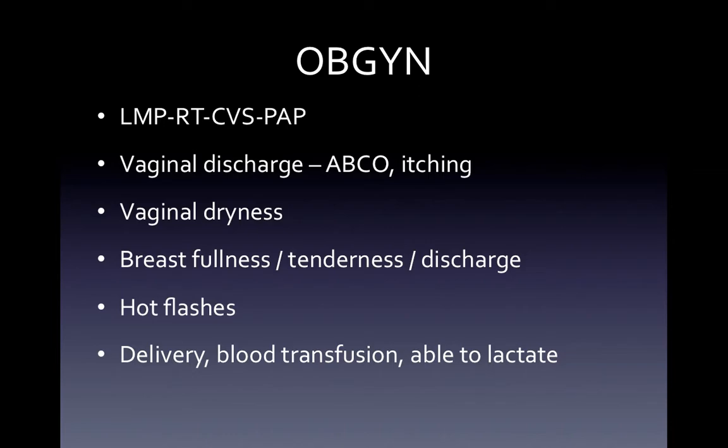And you ask about breast fullness, tenderness, and discharge. These are specific if you suspect pregnancy or a lactating female. Hot flushes are useful in perimenopausal or menopausal patients. You will get to know the diagnosis. You'll also ask about LMP, CVS, pregnancies, abortions, and deliveries, and if they had any postpartum hemorrhage. If yes, you can ask about blood transfusions, and whether they were able to lactate or not. If they say no, you can suspect Sheehan syndrome.